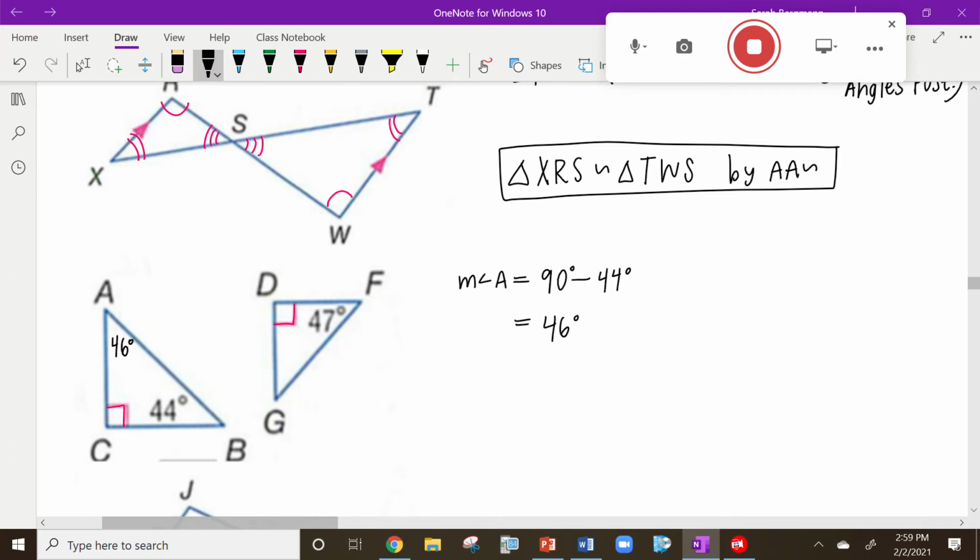This time, I do not have two pairs of congruent angles. That means these are not similar triangles. They don't have the same angle measures.